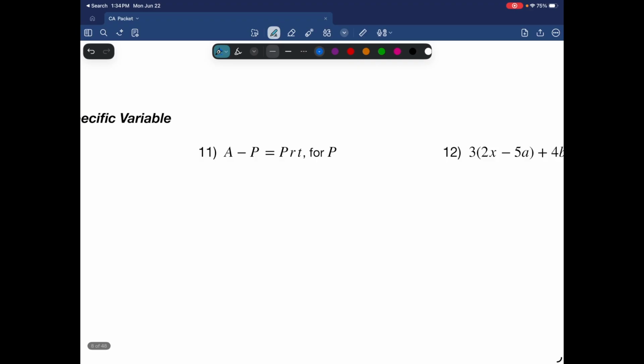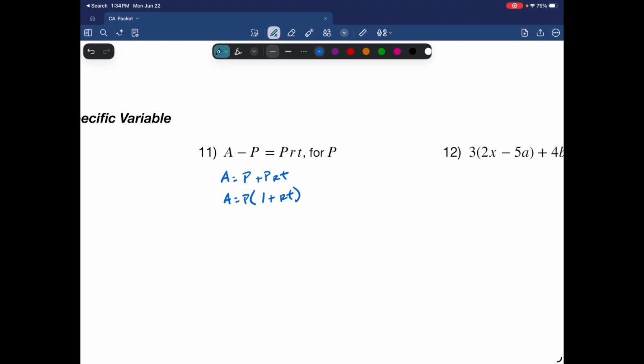Here you have another interest formula, and it says solve for p. But I've got p's on both sides of the equal sign, so I need to get them on the same side first. So A equals P plus PRT. Once they're on the same side, you can take a GCF. So you get A equals P times 1 plus RT.